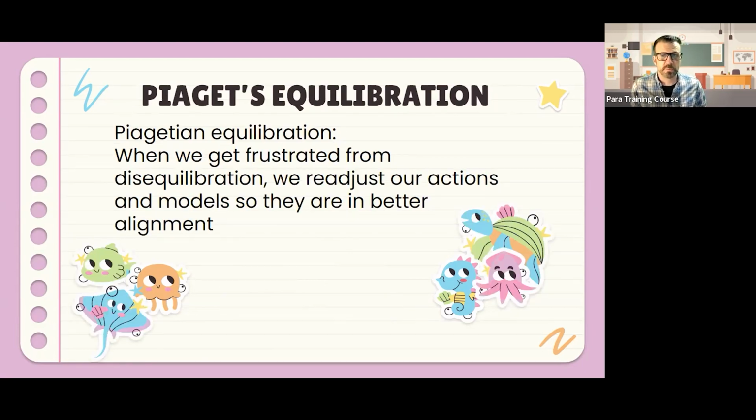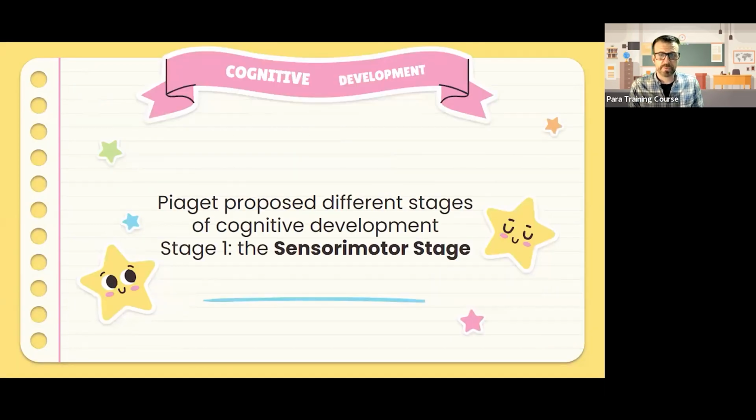Equilibration, on the other hand, is when we get frustrated from disequilibration and we readjust our actions and models so that they are in better alignment. Again, this is more akin to accommodation than assimilation. All right. That's about it for the review.